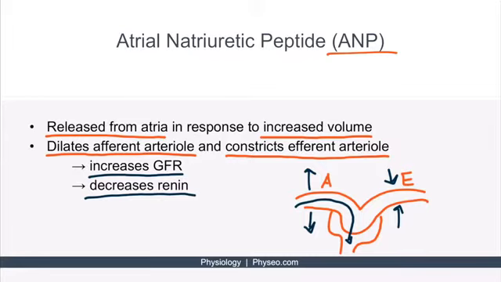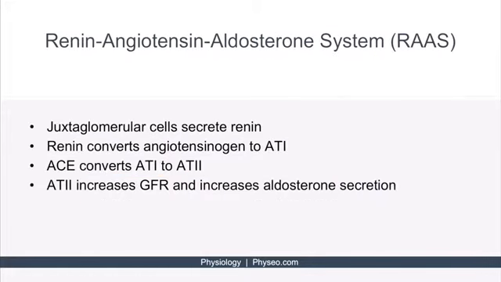As we jump into the renin-angiotensin-aldosterone system, which is on the next slide, this will make more sense. Now let's talk about the renin-angiotensin-aldosterone system. You'll often see RAS as a short acronym. As a brief overview, the juxtaglomerular cells will secrete renin in response to certain stimuli, which we will talk about later.